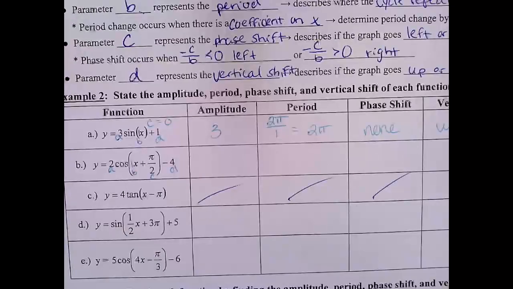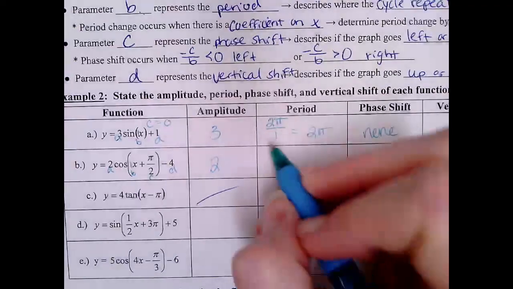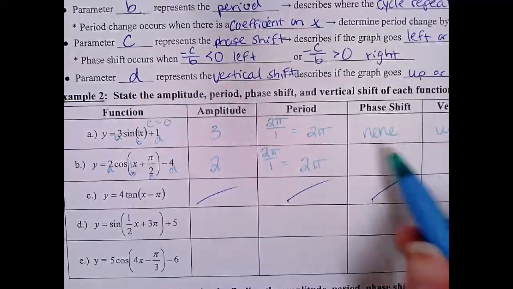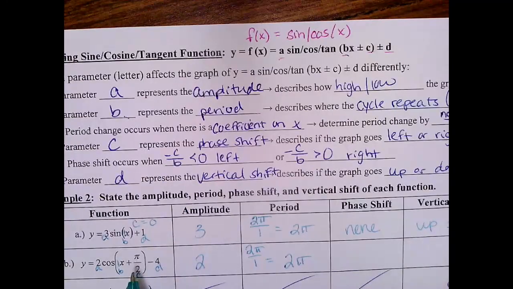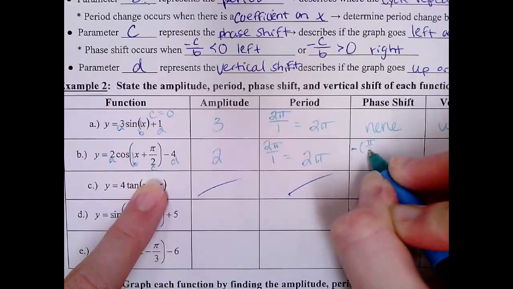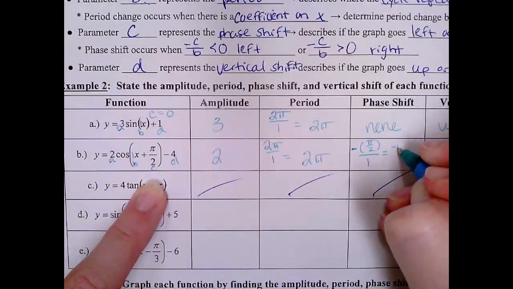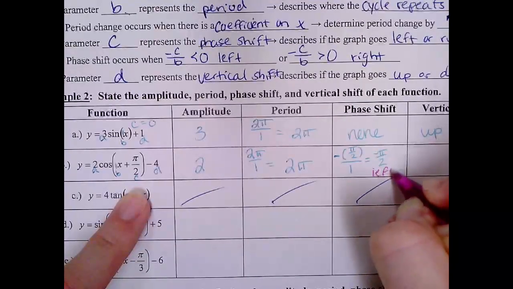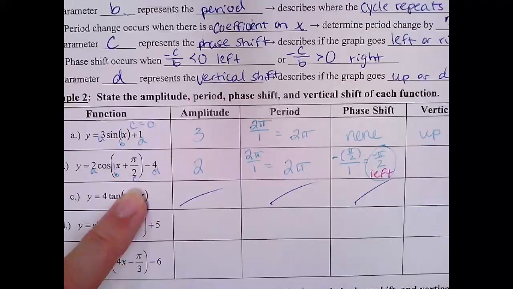Now let's talk about B, and then I'm going to tell you to pause the video and do D and E. So B, amplitude's 2, period, 2 pi divided by 1 because that's B, so it's still just 2 pi. Phase shift, so remember, phase shift is parameter C. You need to take negative C, negative whatever C is, and divide it by B. So I'm going to take negative pi over 2 and divide it by B, which is 1. Which anything divided by 1 is just itself. So this ends up giving me a negative pi over 2. If negative is less than 0, that means we are moving left by pi over 2. So we're moving left pi over 2 because it's a negative.